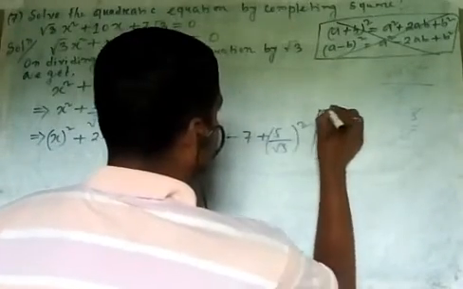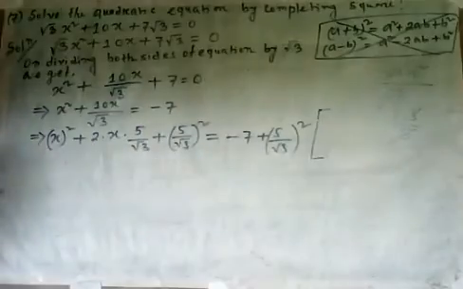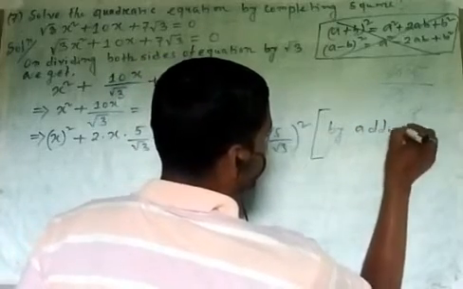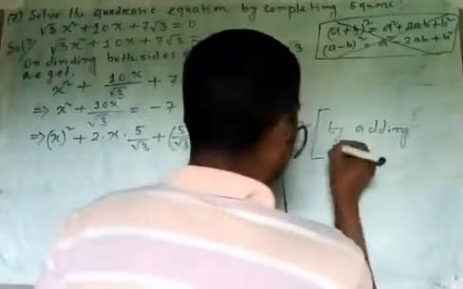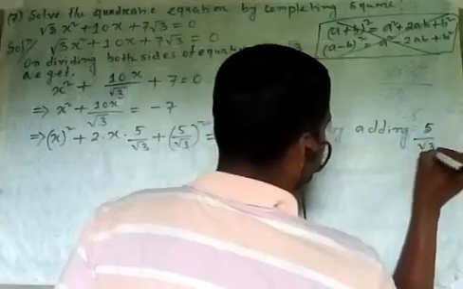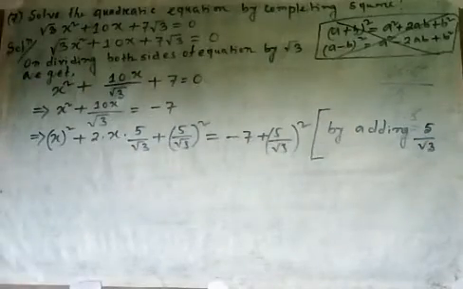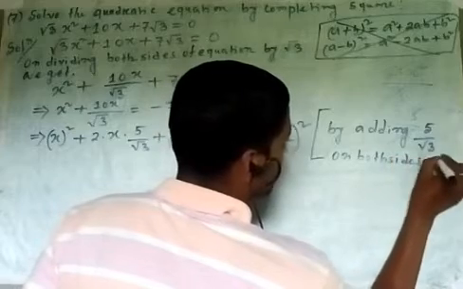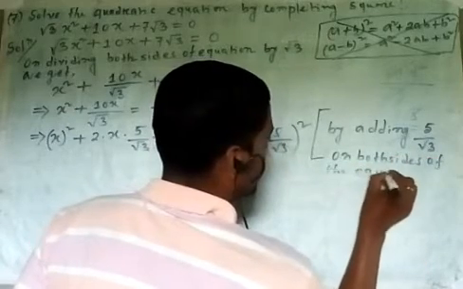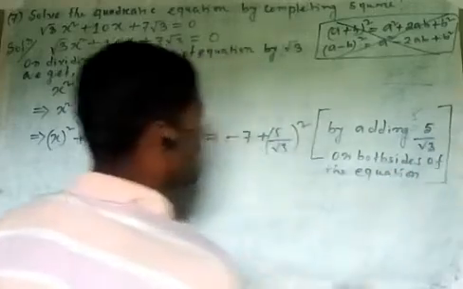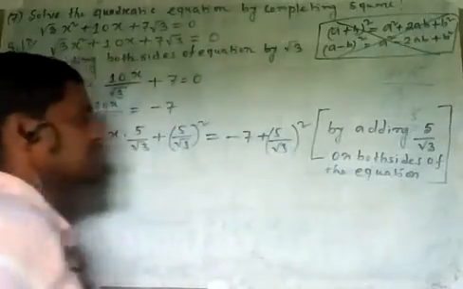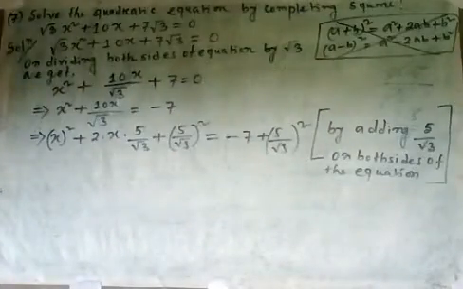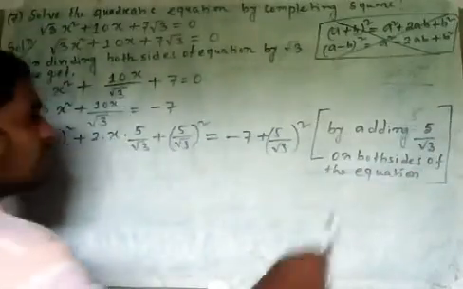We can write in this third bracket: by adding 5 by root 3 on both sides of the equation.